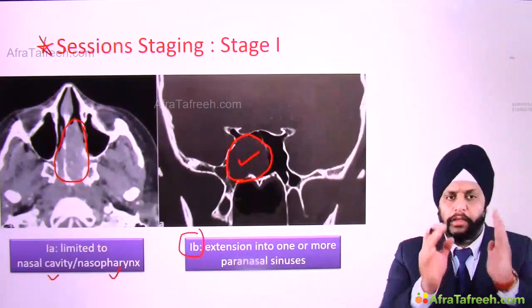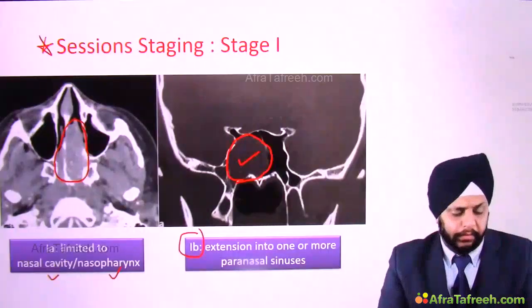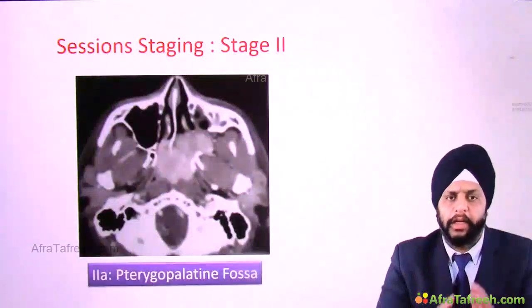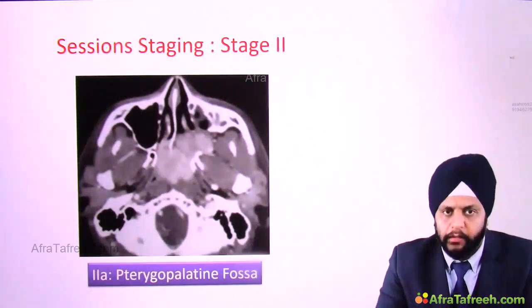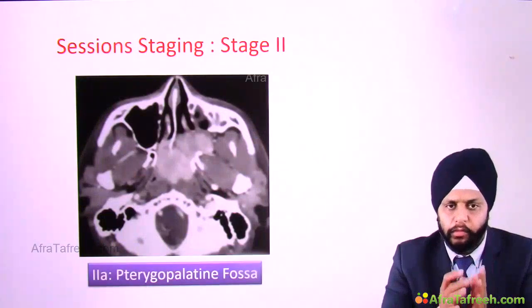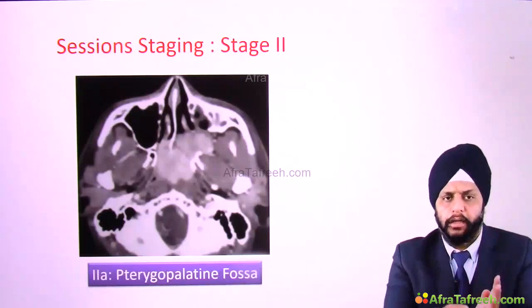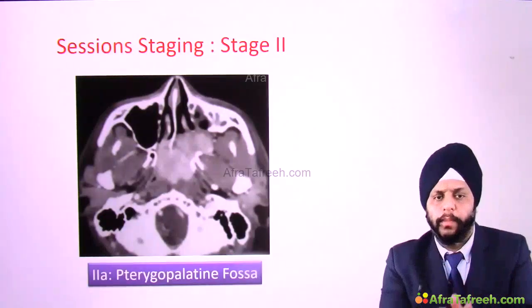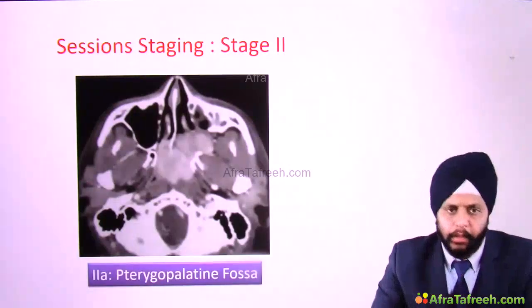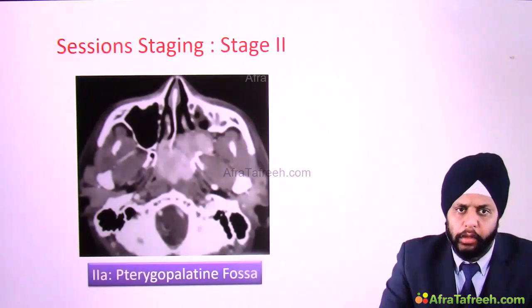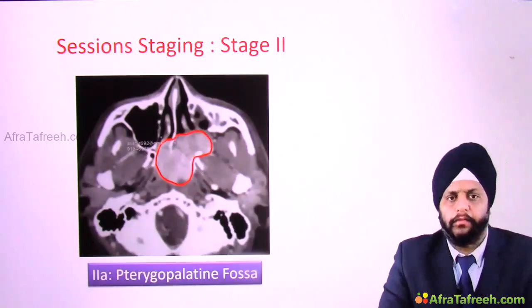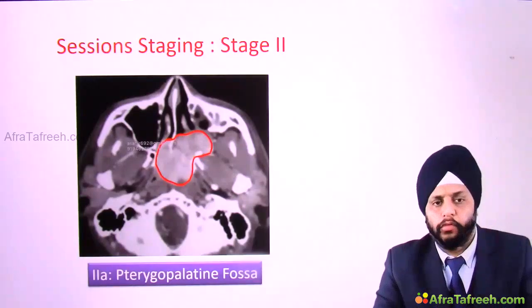Okay, so stage 1 was in the center: nose, nasopharynx, paranasal sinuses. Now it starts going into the tunnel. So it goes into the tunnel, lateral extension, it becomes stage 2. Okay, stage 2A. When I say 2A, that means first part of tunnel. First part of tunnel was crossing the sphenopalatine foramen and going into the pterygopalatine fossa. Okay, so stage 2A, it goes into the pterygopalatine fossa. Look over here, we have this. It has gone into the pterygopalatine fossa, right? So that is stage 2A.